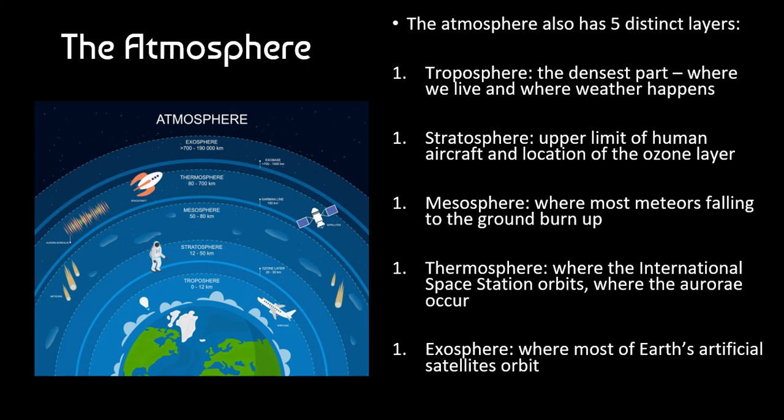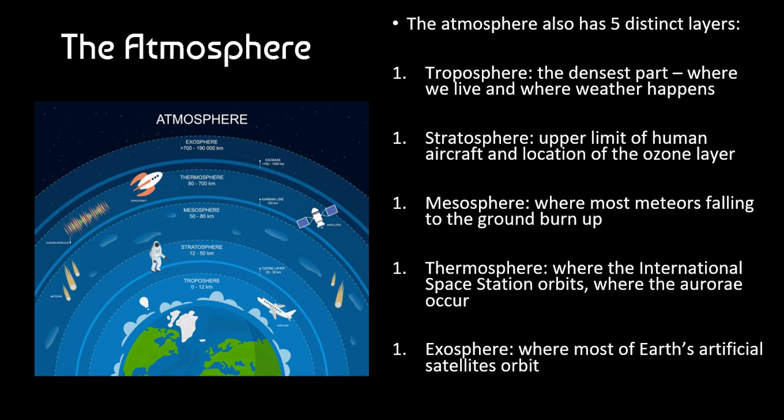Beyond that, we have the mesosphere, which goes up to about 80 kilometers. And this is where most meteors falling to the ground burn up. So, while you do get the occasional meteor that's large enough that it makes it all the way through the atmosphere and hits the ground, most small meteors that come in contact with the Earth generally get burned up in the atmosphere about this point.